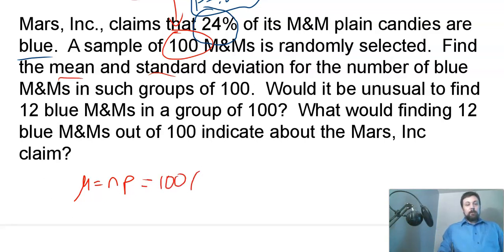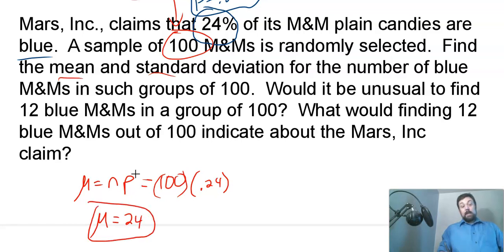N is equal to 100, P is equal to 0.24. I guess I'll put both of these in parentheses. And so the mean here is going to be 24. So this example is nice. I borrowed this from my colleague. These are nice numbers, right? Because 100 times 0.24 is just an easy calculation to do.